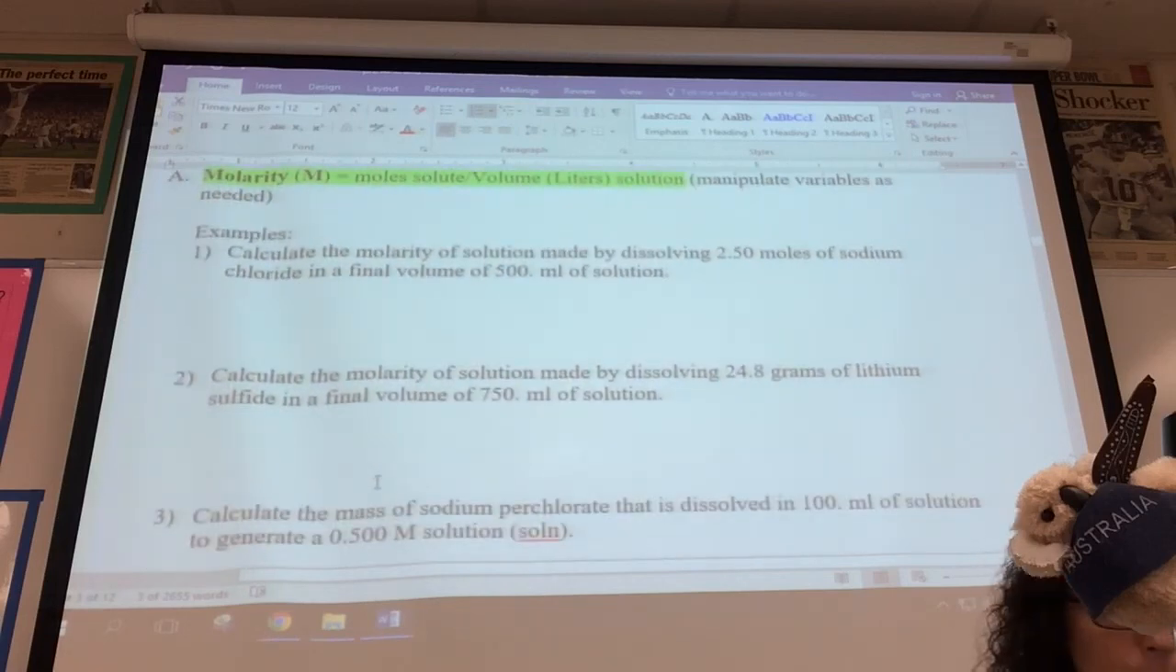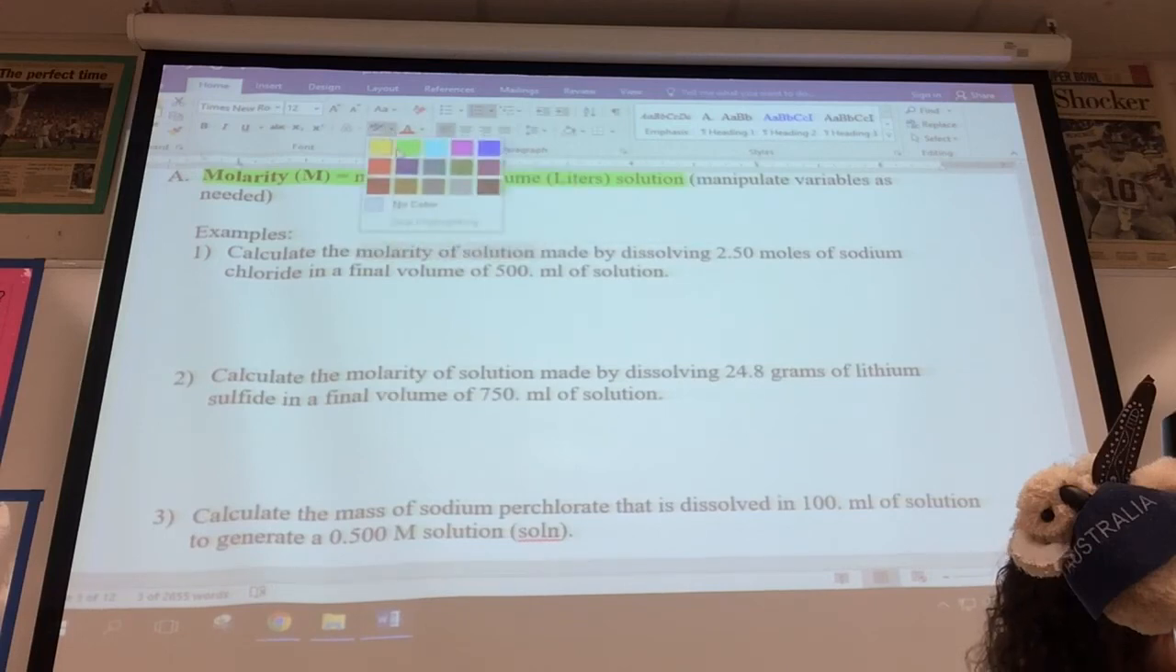So we're going to walk through 3 very easy examples, and then you will have time to work on this concept. It's very simple. It's critically important. The first example says calculate the molarity of a solution. It could say calculate the concentration of solution as well. So that is what we are looking for.